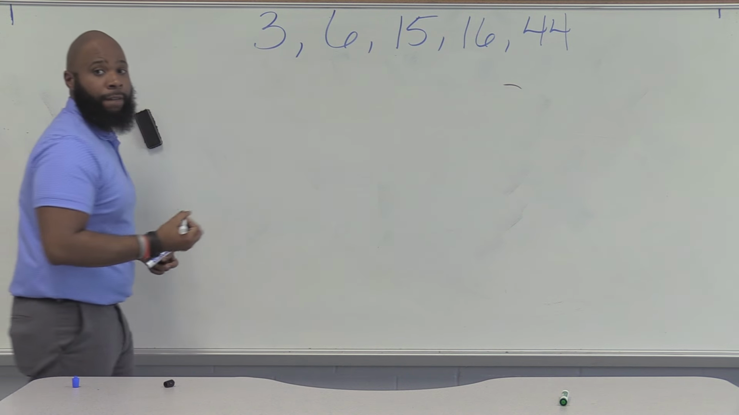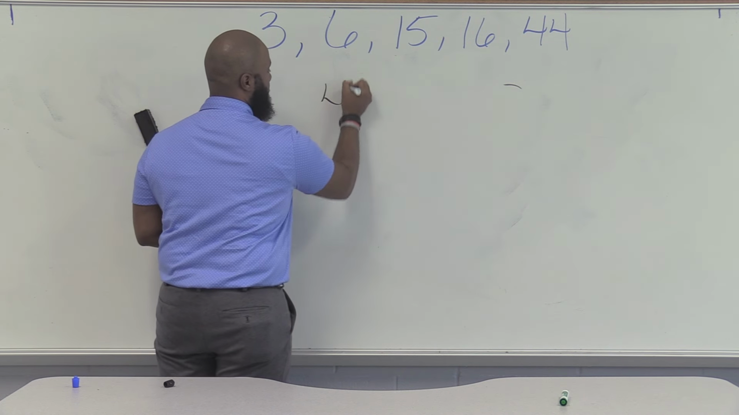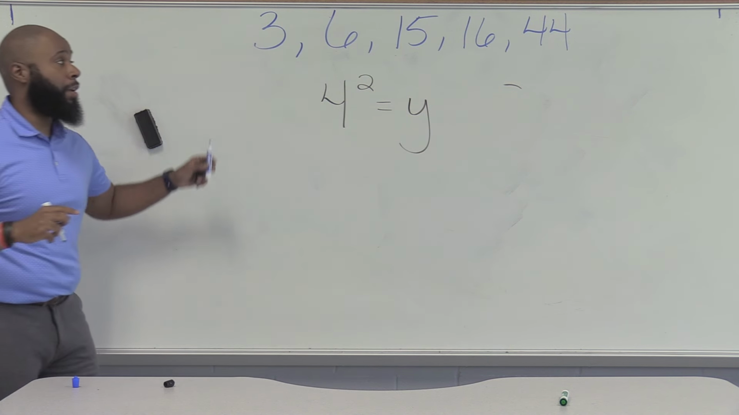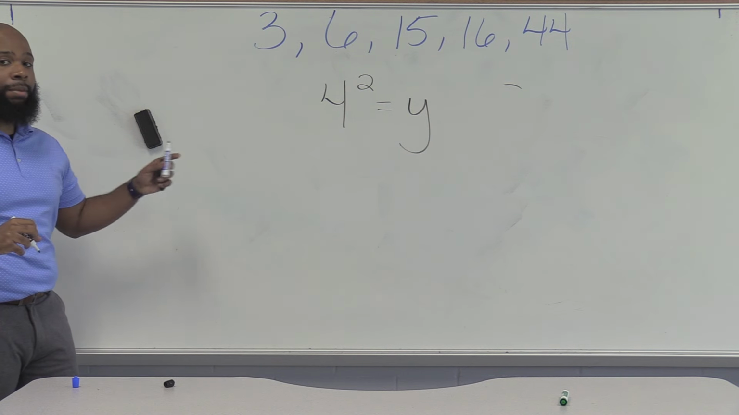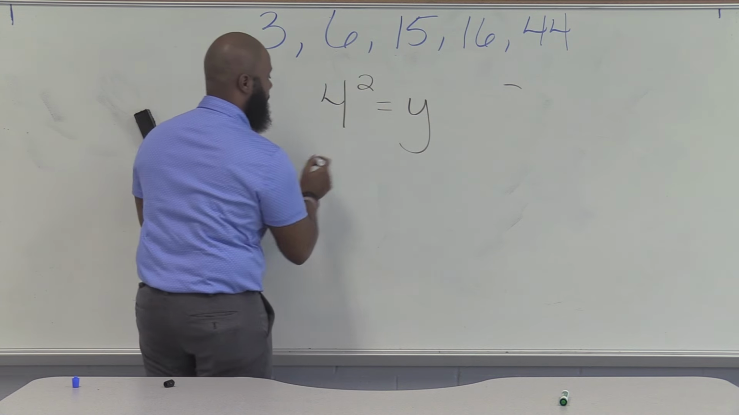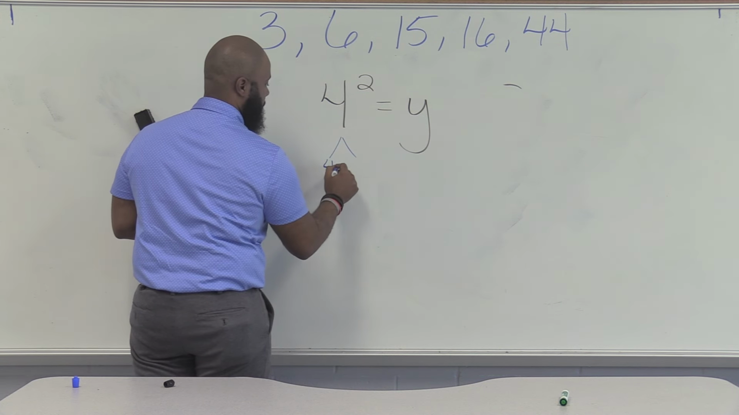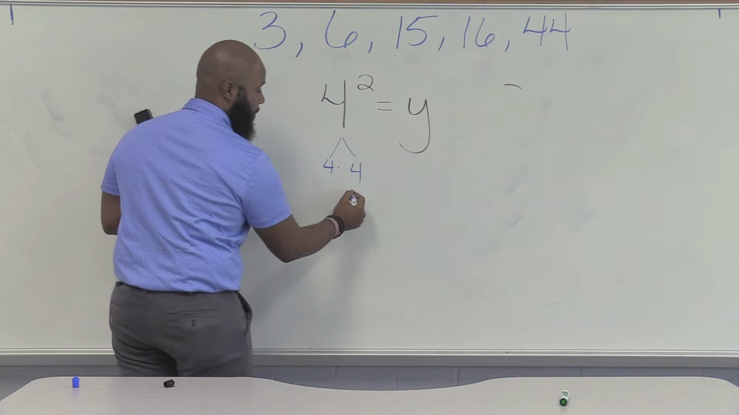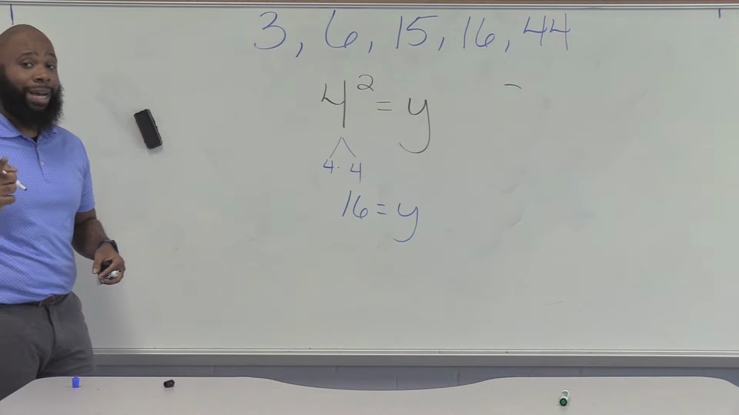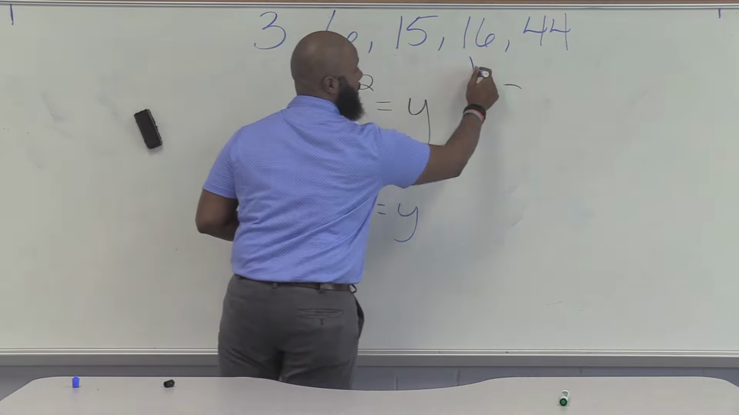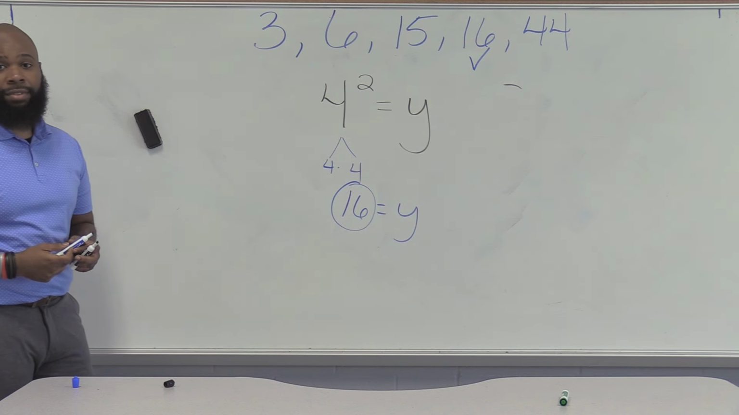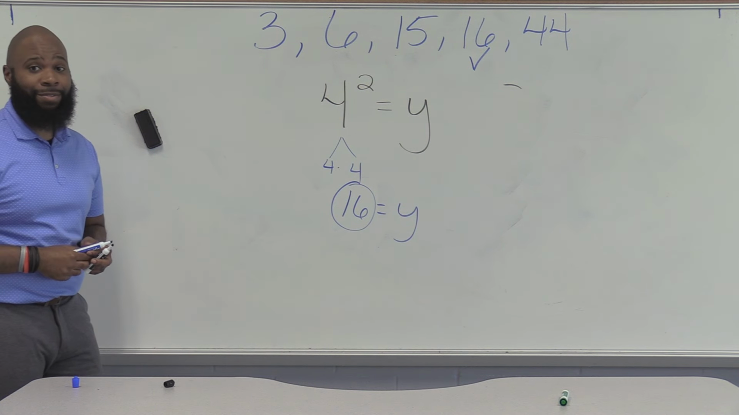Our next problem is going to be 4 squared equals y. So again, I want to know what number in this set is going to make this equation true. Well, what is 4 squared? I know that 4 squared is 4 times 4, which is going to give me 16. So I know y has to equal 16. So my solution for this is actually 16. You want to try another one? That's good.